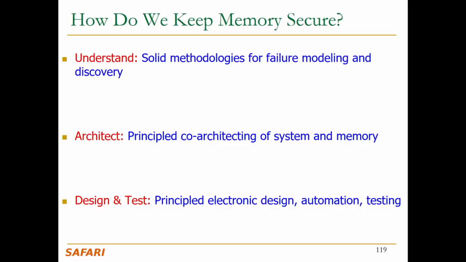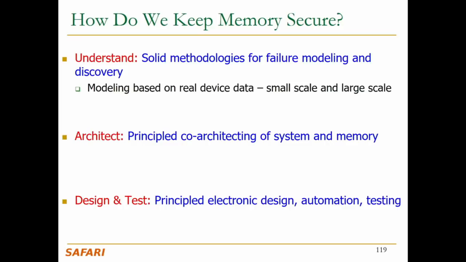It's very difficult to really model these effects. We've done a lot of circuit simulations, and it's very, very difficult to model something like Rowhammer in circuits. You really need to somehow predict based on other technologies, based on past experience. So we want solid methodologies for failure modeling and discovery. And I believe this has to come from real devices, both at small scale and large scale. We want to build models that can predict the future, and that can predict from different devices potentially. How do we do that? I think this is an open research question. And we do want to develop metrics for secure architectures.